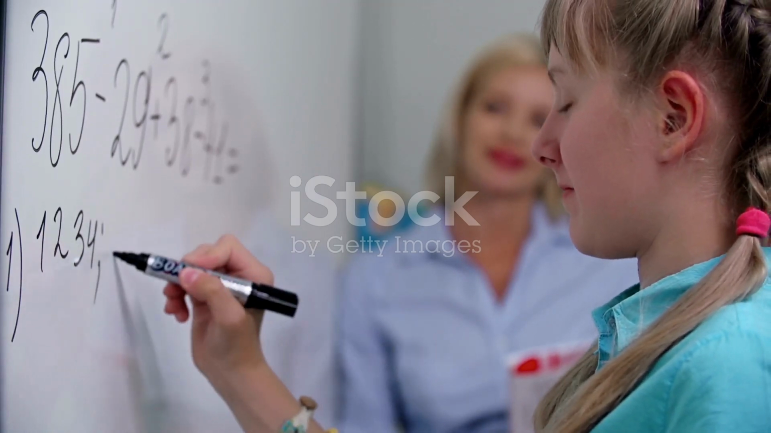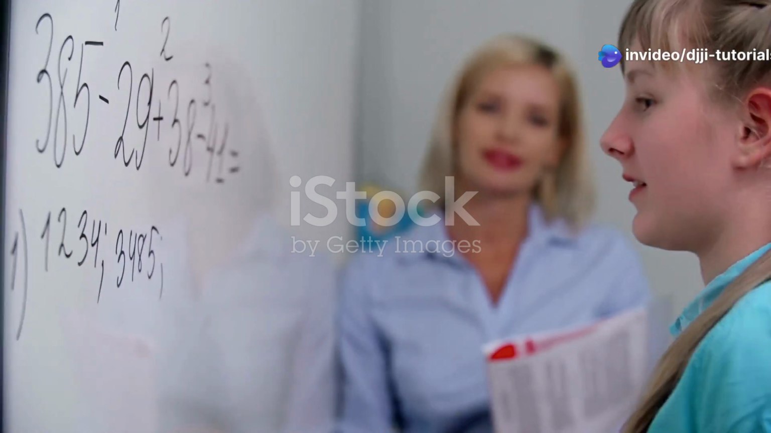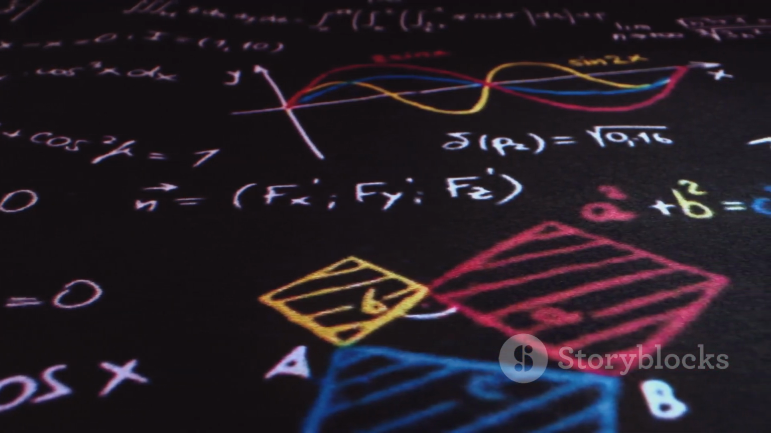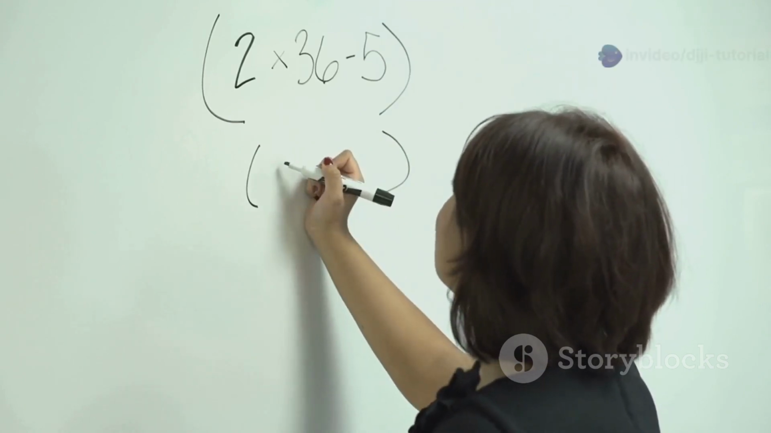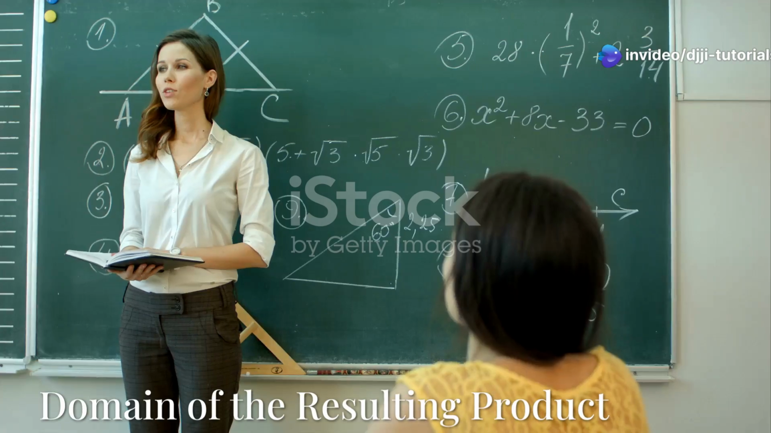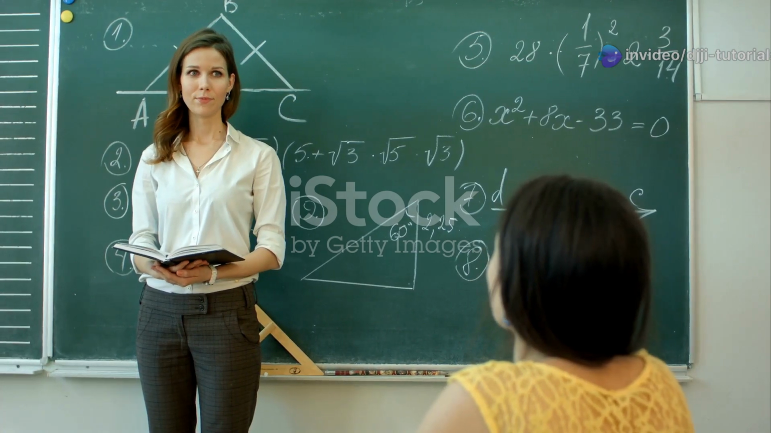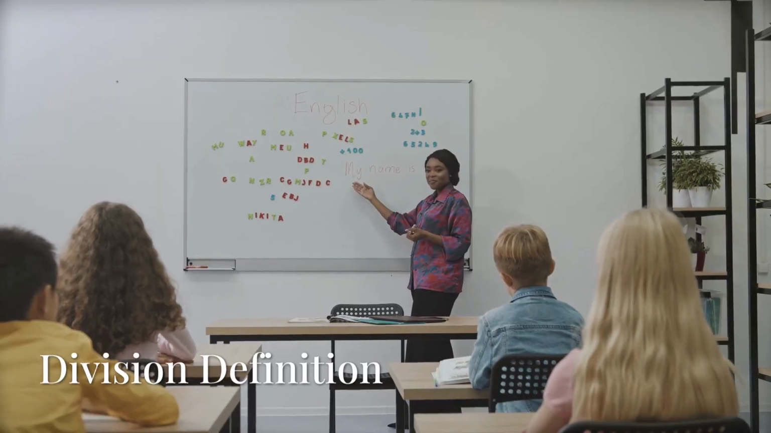When multiplying functions, the resulting function's value at any given input x is the product of the individual function values at that input. If you have functions f of x and g of x, their product f times g of x is defined as f of x times g of x. The domain of the resulting product function is the intersection of the domains of the original functions.